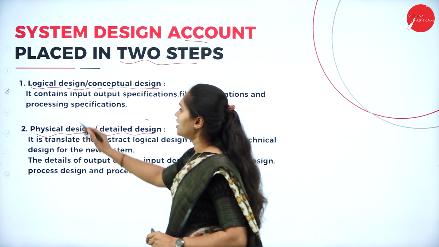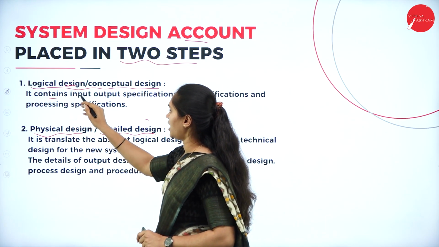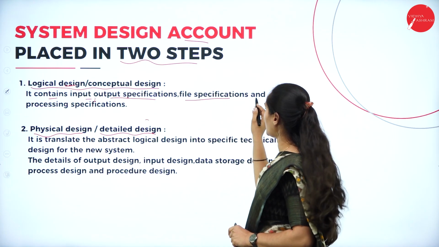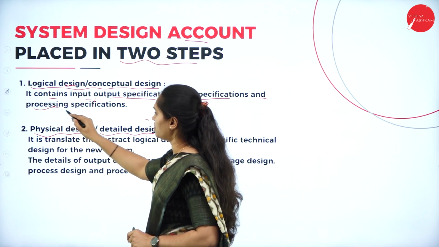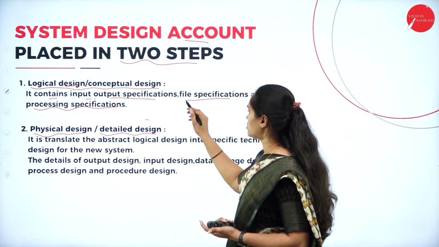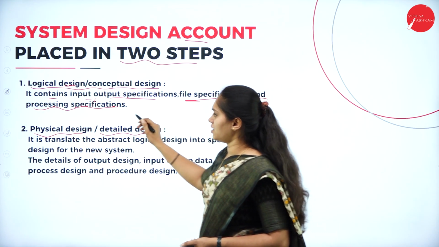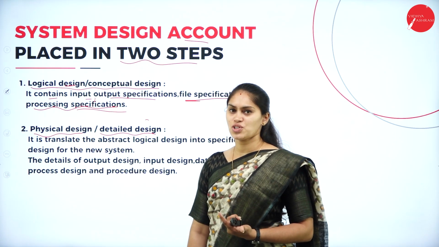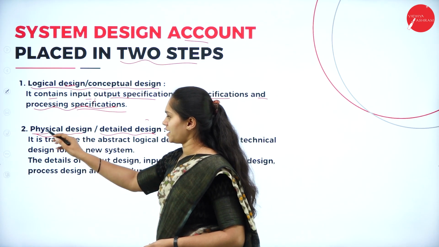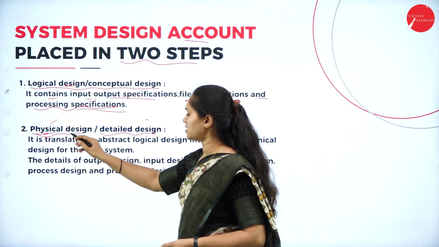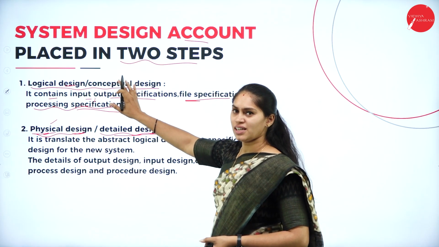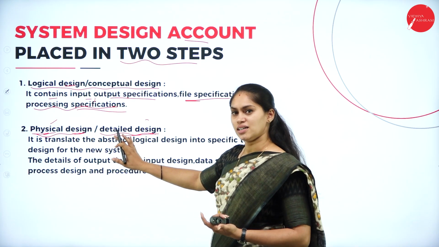So you can see here, this logical design contains input and output specifications, file specifications, as well as processing specifications. What are the inputs and outputs I require, how they need to be processed in a file, and how it will do the computation or processing. Then we have the second design tool, that is physical design or detailed design. As I told, in the logical design we are done with the theory part. Here it will be practical.